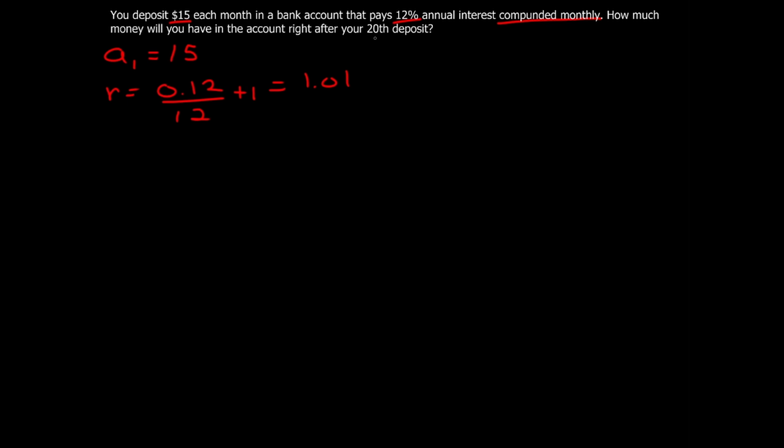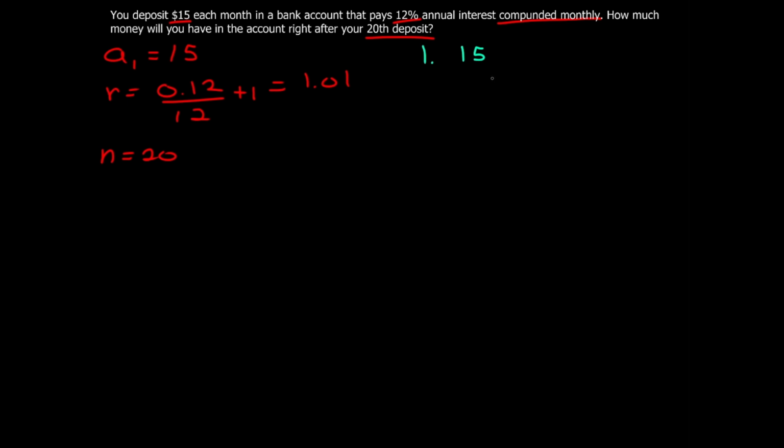And the final thing that we want to underline is going to be our 20th deposit, meaning our n is just going to be equal to 20. Okay, so now that we've written everything out, let's first write out what this actually means. So for our first deposit, I'm just going to write a 1. We're just going to be depositing $15. That's it. There's no interest rate, nothing's compounded. It's just going to be $15.